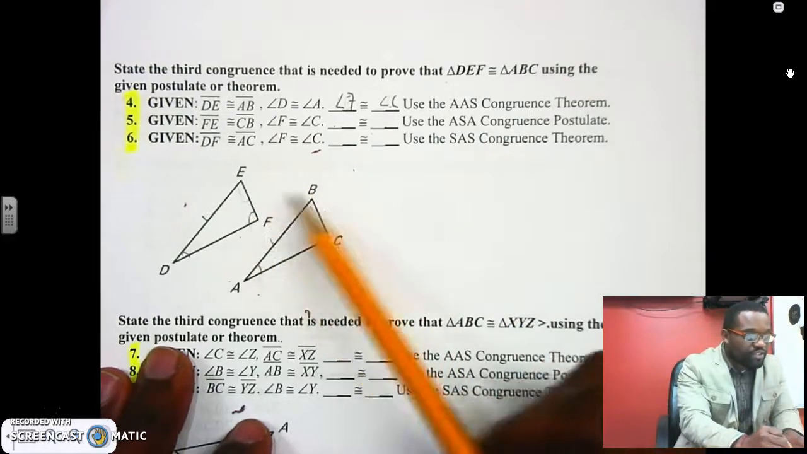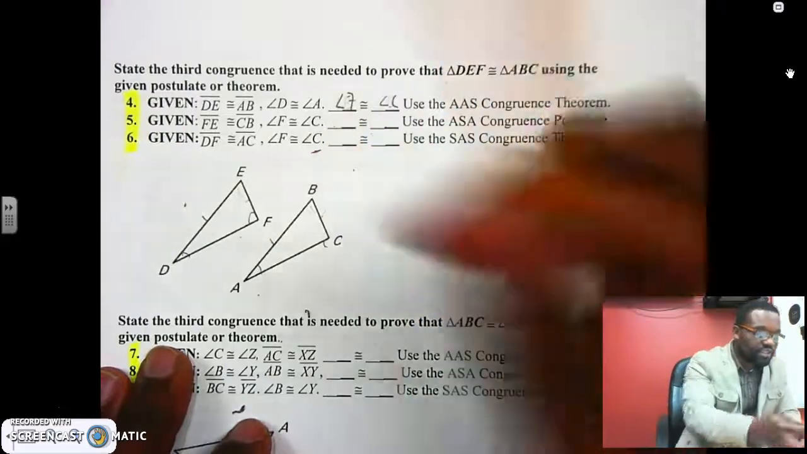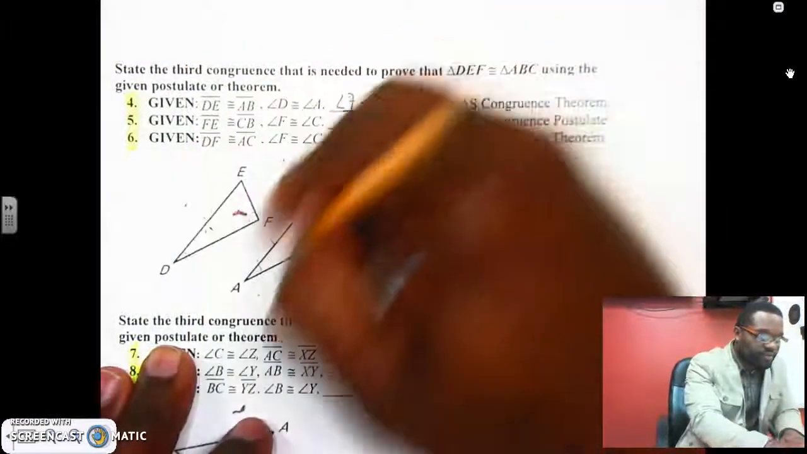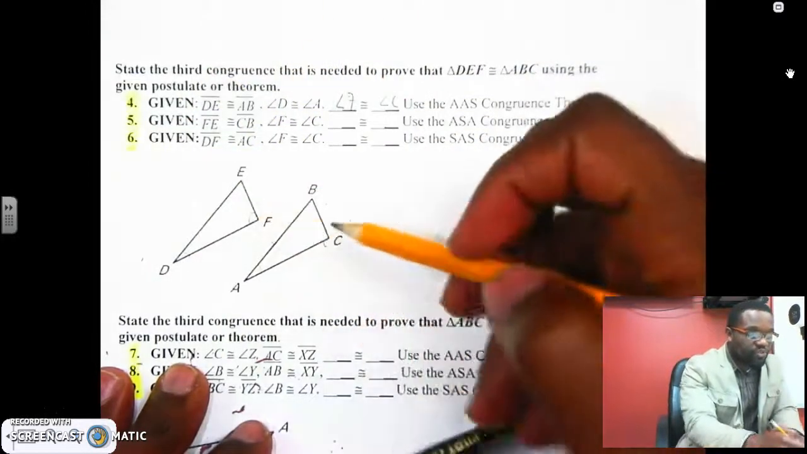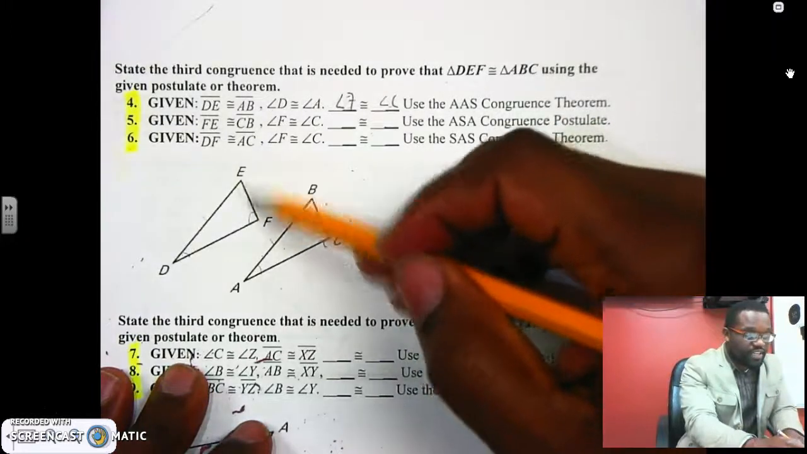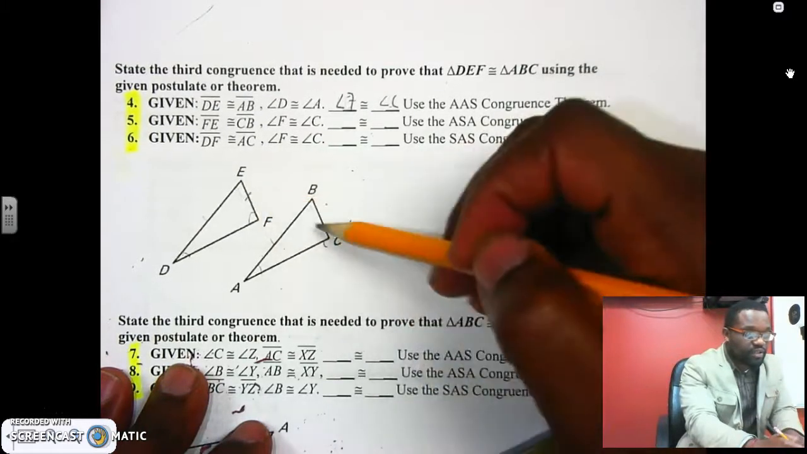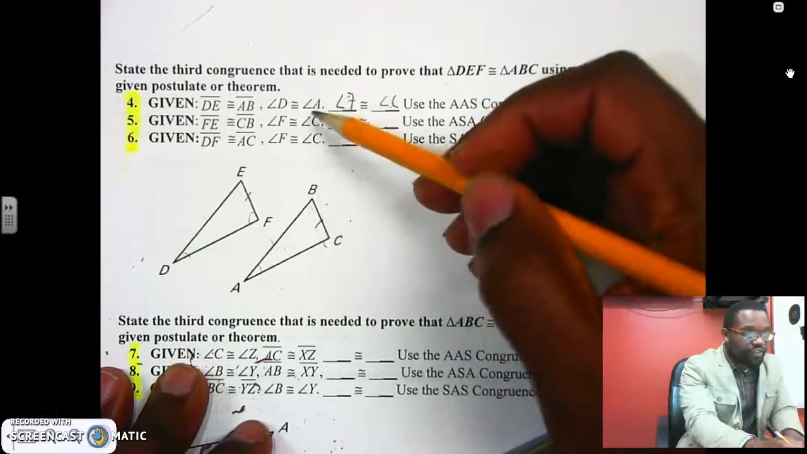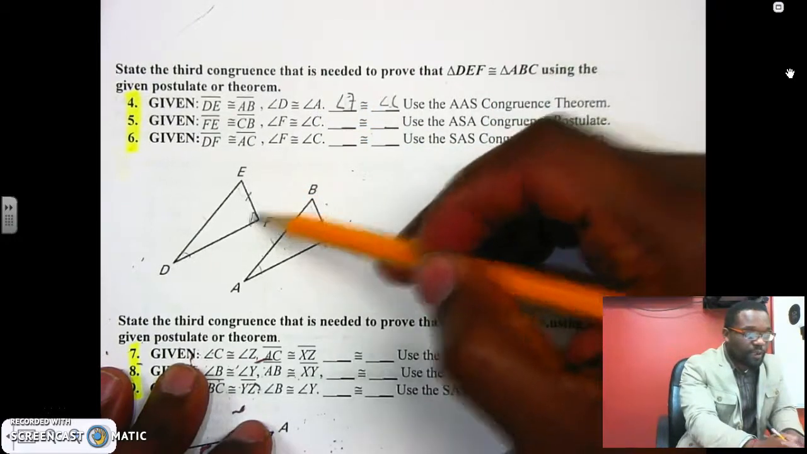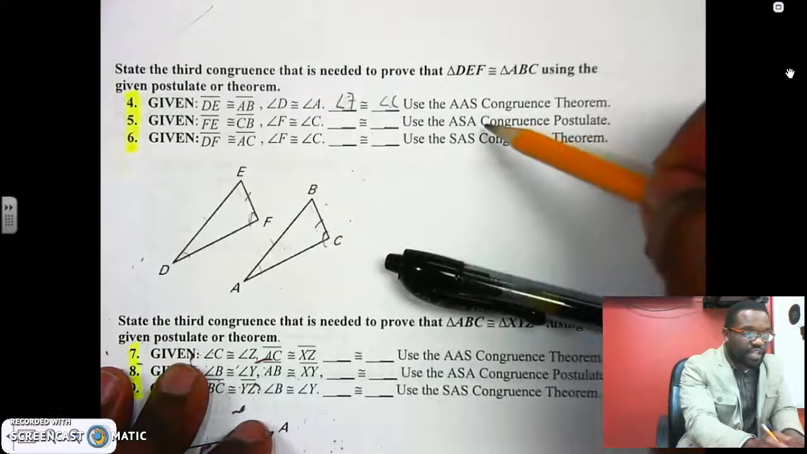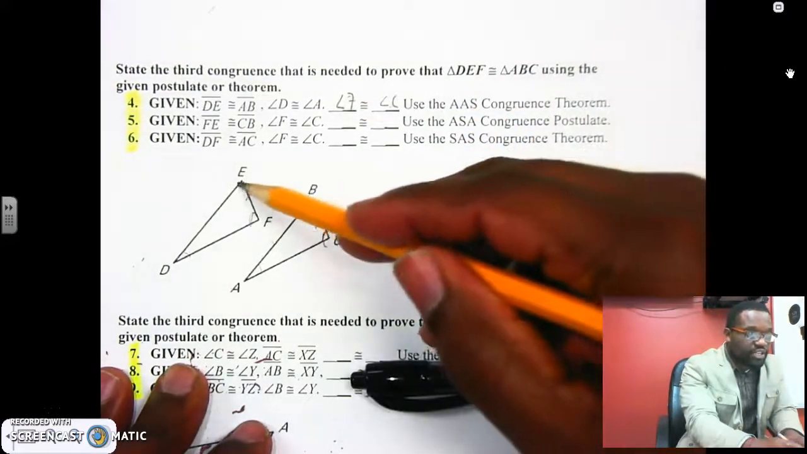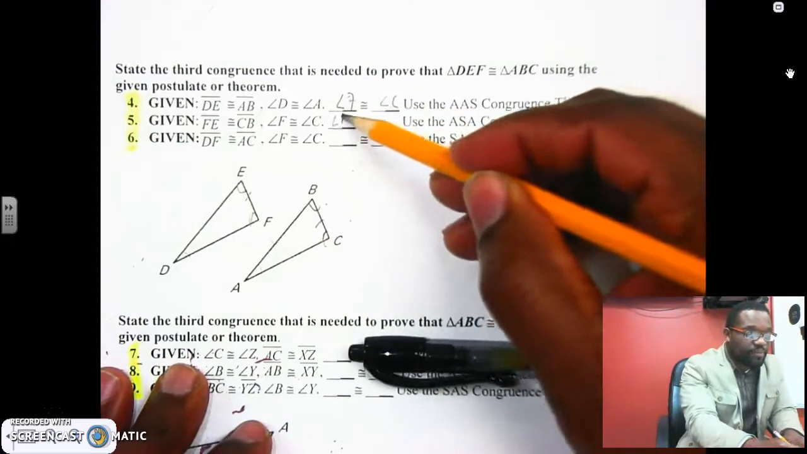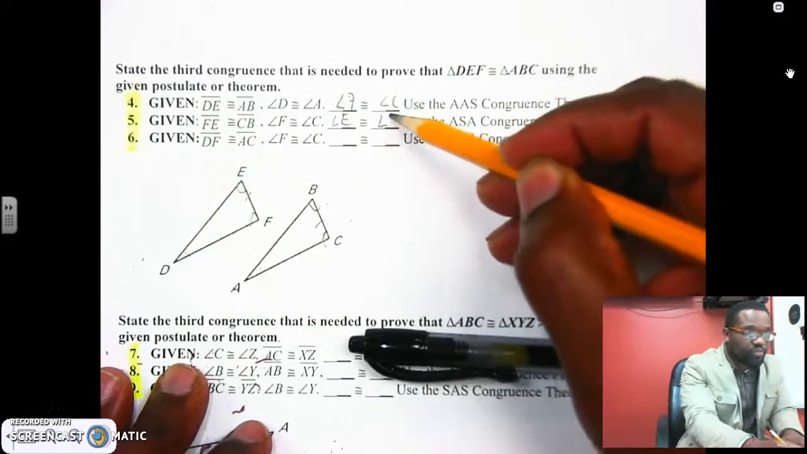FE is congruent to BC. If FE is congruent to BC and angle F is congruent to angle C, and they want us to figure out using angle side angle, so I need another angle, angle side angle. This one would be angle E and angle B.